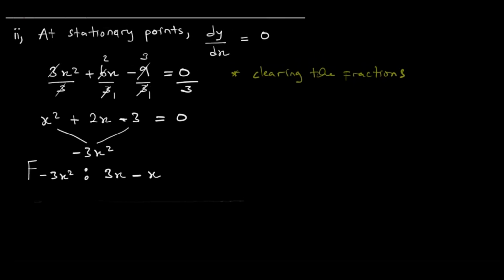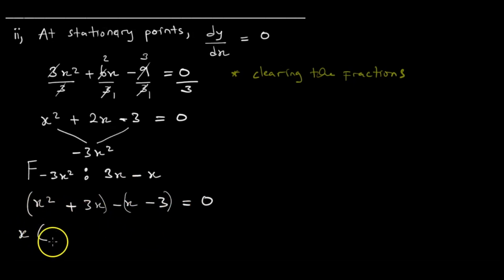So let us solve this further. What it means is we are going to replace the middle term by factors. So x squared plus 3x minus x minus 3 is equal to 0. If we bracket these two in our quadratic expanded expression, we see that from the first bracket we factor out x, and we are left with x plus 3.